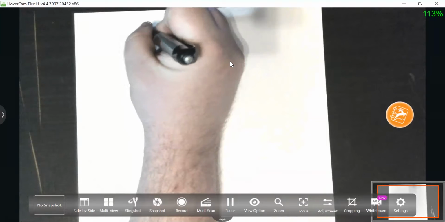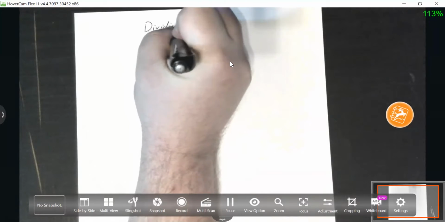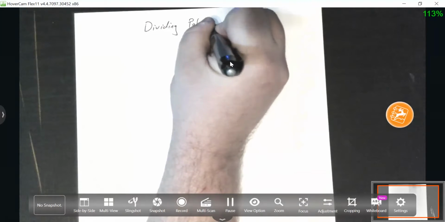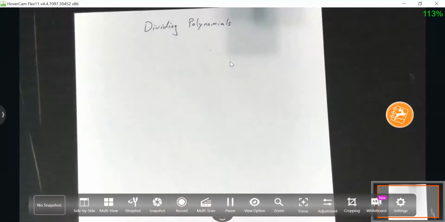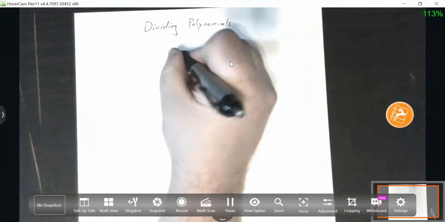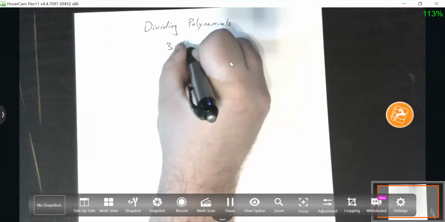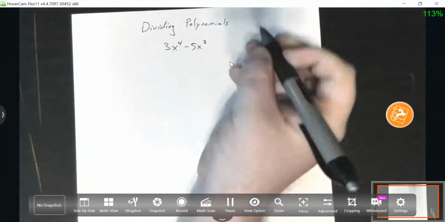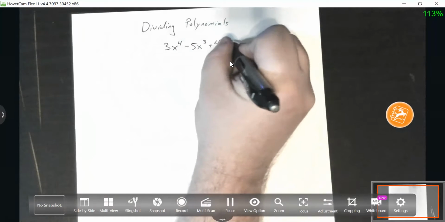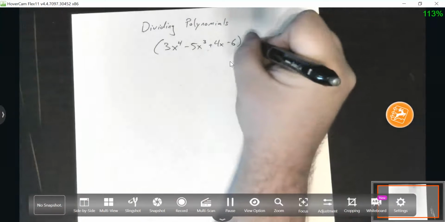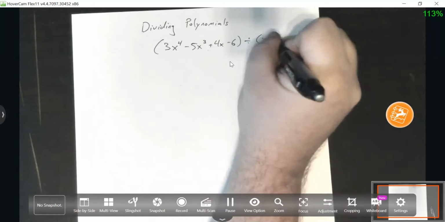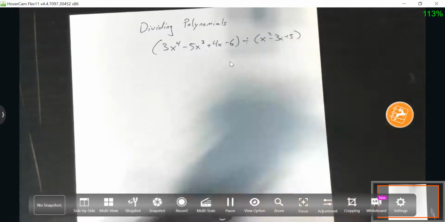Okay, as our final little thing on our weird exploration of polynomials, we're going to talk about division and then the fundamental theorem of algebra. So let's talk about dividing polynomials. Let's say that we have 3x to the fourth minus 5x cubed plus 4x minus 6, and we're going to divide that by x squared minus 3x plus 5.